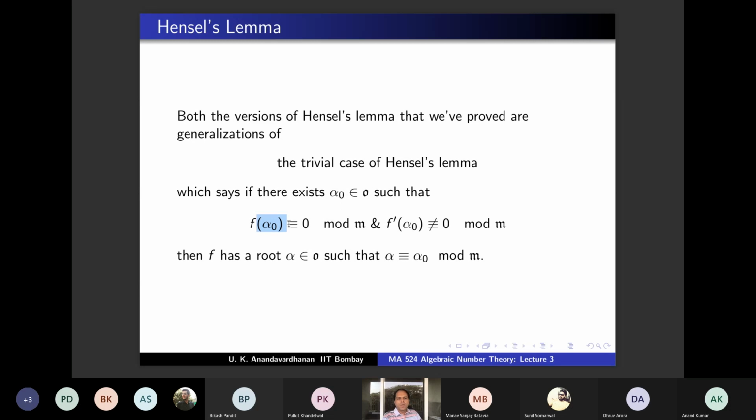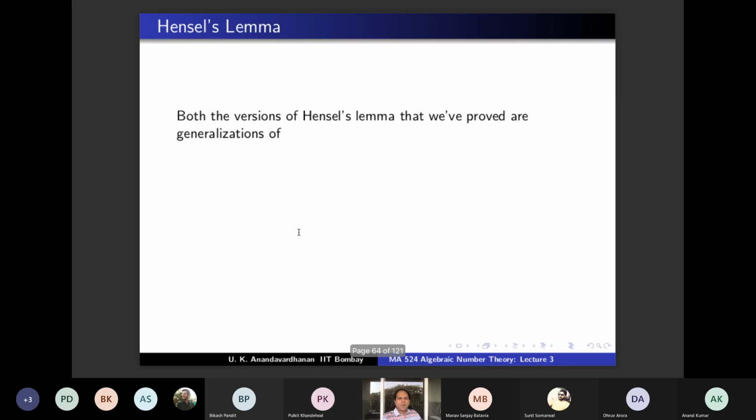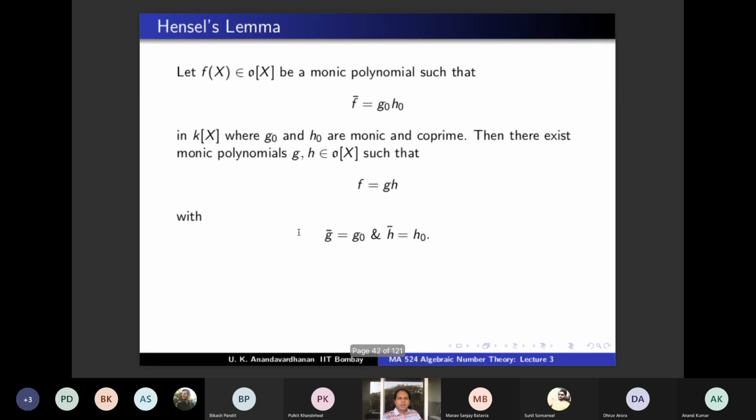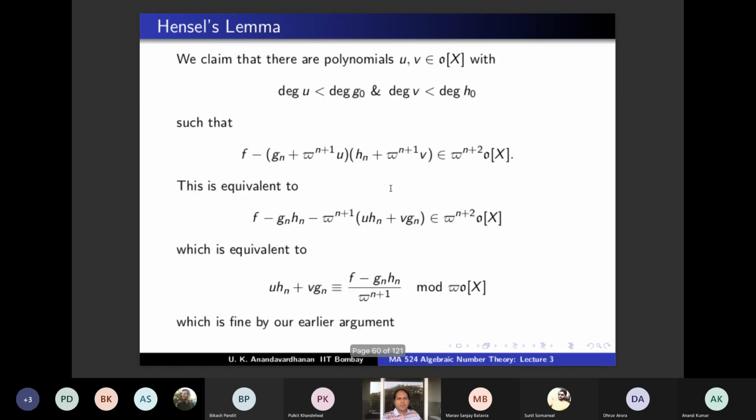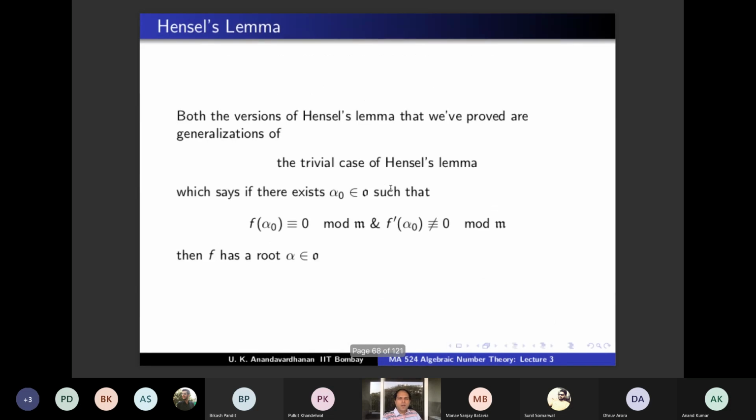This is a corollary to this also, because this corresponds to G naught being x minus alpha naught. If you take G naught to be x minus alpha naught, you can lift it, you will get g to be x minus alpha, where alpha bar is alpha naught. So it's a corollary to this also. So both are generalizations of the trivial case of Hensel's lemma. How do you get alpha bar is alpha naught from the earlier version? You know that you can lift it and you've got some alpha. Why is alpha bar alpha naught? Because you know that in that Hensel's lemma also you know that mod alpha minus alpha naught is strictly less than, can someone recall?